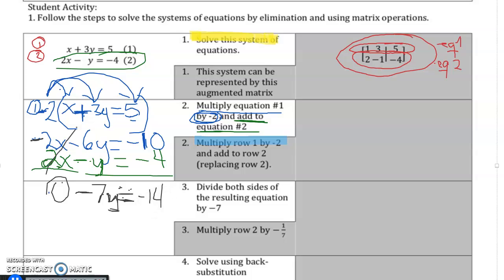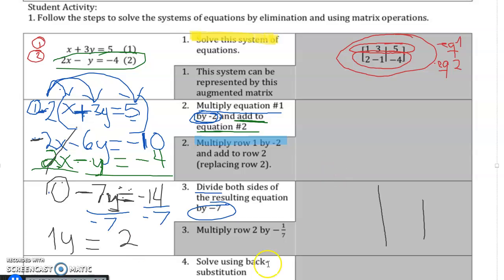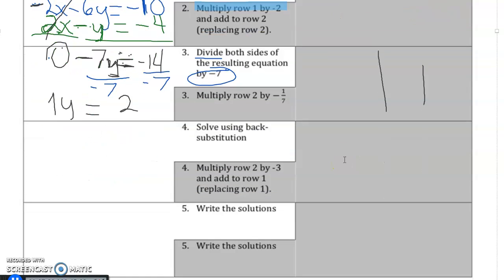What we get from here, our next step, says to divide both sides of the equation by negative 7. So that's what I'm going to do: divide by negative 7. What I will get from there is positive 1y, since negative 7 divided by negative 7 is positive 1, is equal to positive 2, because negative 14 divided by negative 7 is positive 2. Okay, so our next step is to use back substitution.